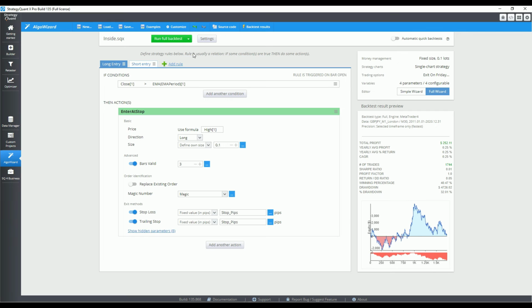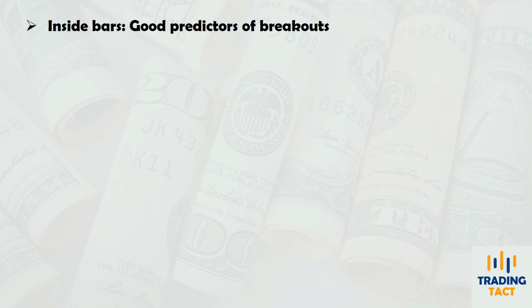I've found that adding some sort of pullback or consolidation filter, like the inside bar conditions in this case, usually improves your trend following strategy. So inside bars represent volatility contraction and often precede explosive breakouts. The entry conditions above should be used as a starting point.